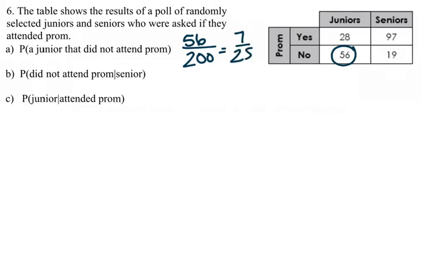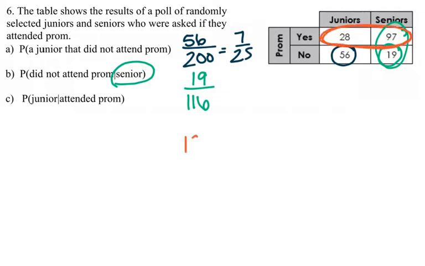Alright. Next I'm going to find the probability they did not attend prom, given that they were a senior. So I got to add up all the seniors. I get 116. Out of those seniors, 19 did not attend prom. And that doesn't reduce, so we're good. C, I want to know the probability that they're a junior, knowing that they attended prom. So these are my people who attended prom, and I get 125. Out of that 125, 28 of them were juniors.